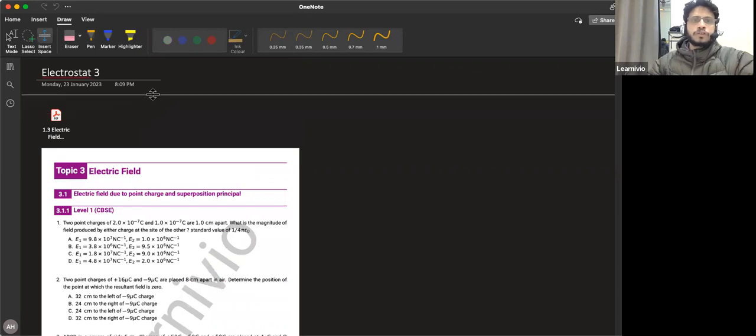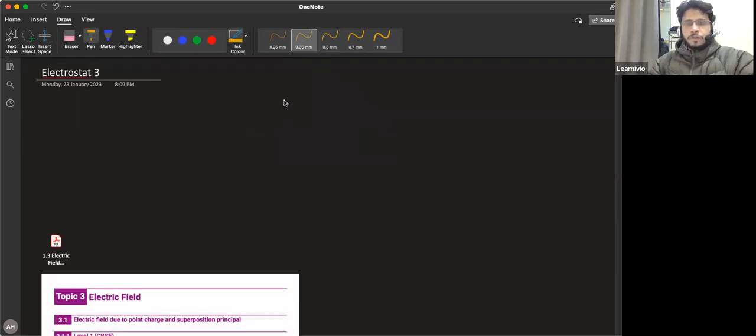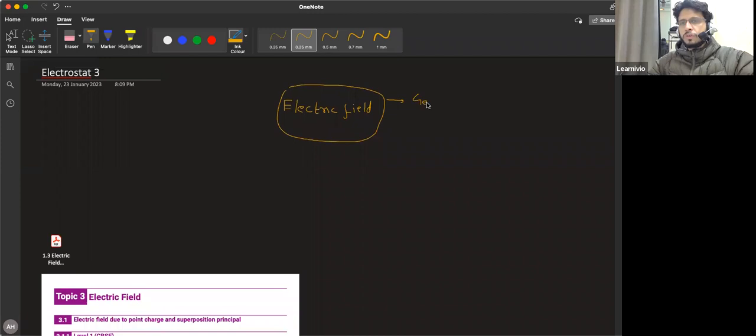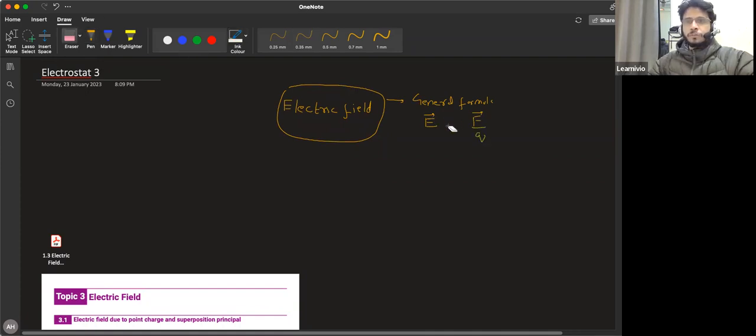After Coulomb's law, the next topic is electric field. So let's recall all the important relations of electric field. See, electric field is the space around a charge in which the electrical properties of a charge exist. For electric field, the general formula is this: electric field is the force experienced by a test charge divided by the magnitude of the test charge, provided the limit of q tends to 0.